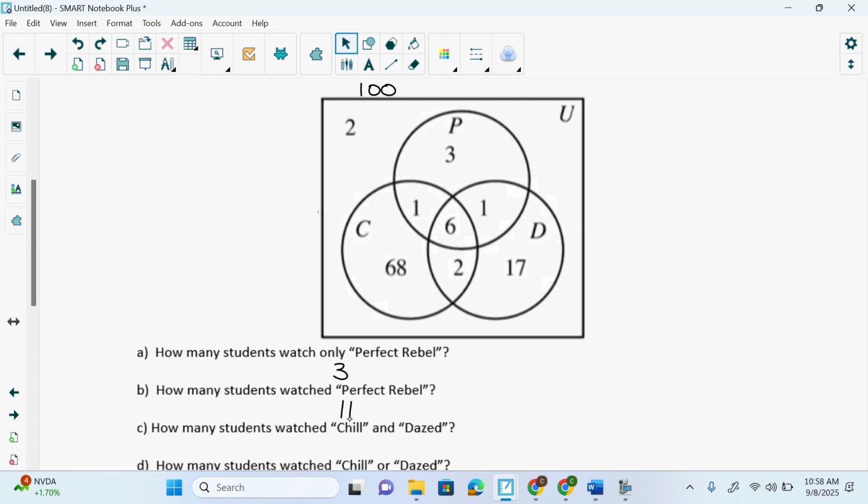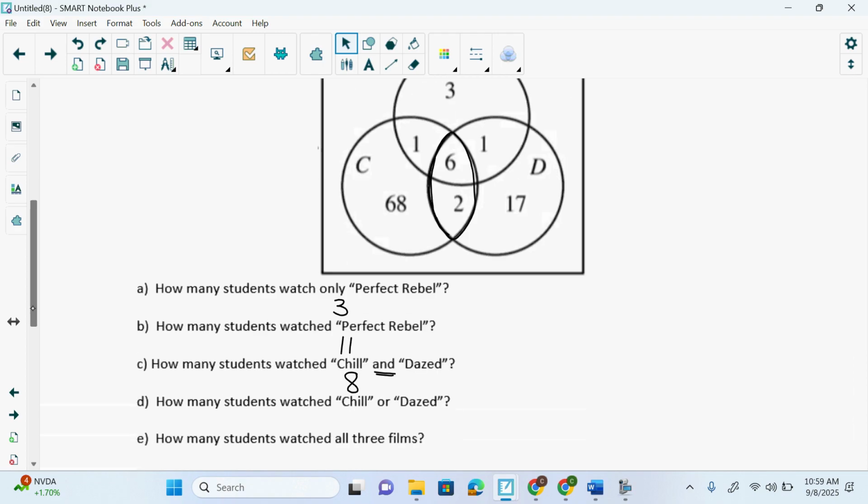Chill and Dazed. So a lot of people will tell me it's 2. Some people will tell me it's 6. What is it? 8. It's neither 2 or 6. Because it's chilled and dazed. 2 would be the answer to chilled and dazed, but not Perfect Rebel, correct? If it just has an 'and' in between, I go to the chilled and dazed eyeball, which is right here, and I list the numbers in it, which is 8.